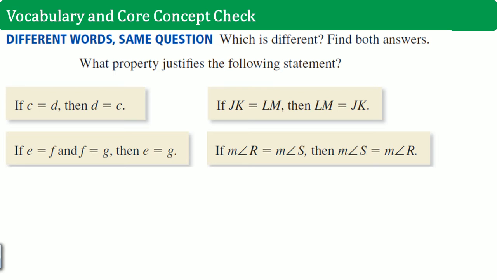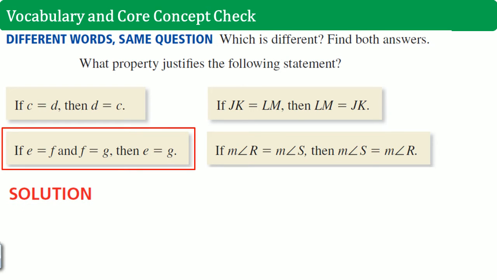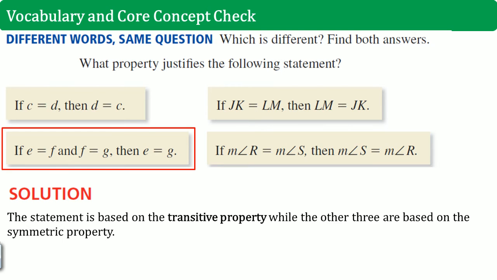Next, vocab check. I would like you to determine which one of these does not belong. One of them does not belong. Which one is it? Give this a try. Here's the solution. This one does not belong. The statement is based on the transitive property, while the other three are based on the symmetric property. All of the others flip. Only this one is considered a transitive property.